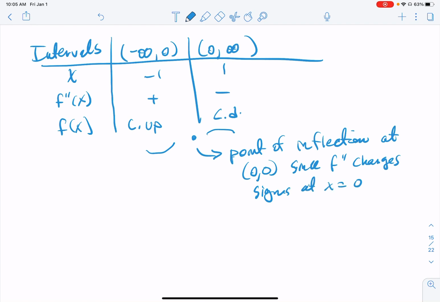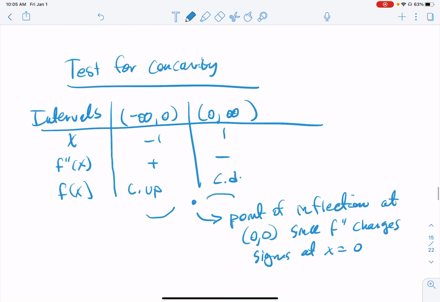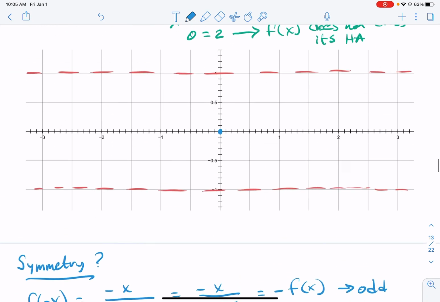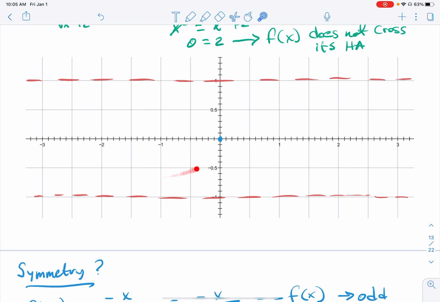Okay, I think that we have enough information to put all of this together. It's always increasing, strictly monotonic. On the left side of 0, it's supposed to be concave up. And on the right-hand side, it's supposed to be concave down. This is a point of inflection, and we are sandwiched in between these two horizontal asymptotes. It's going to look very similar to the arctangent graph.